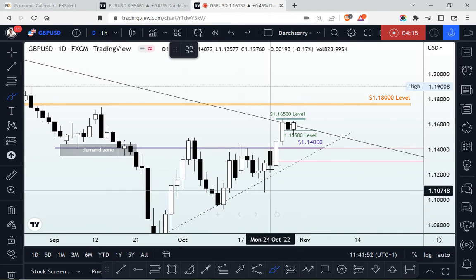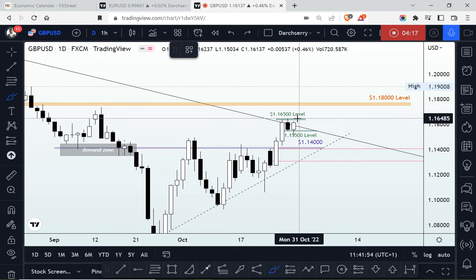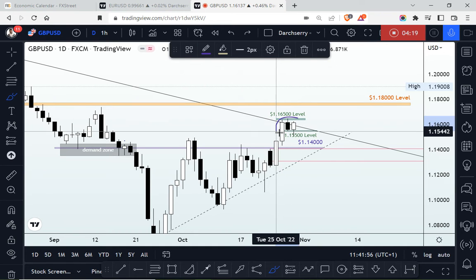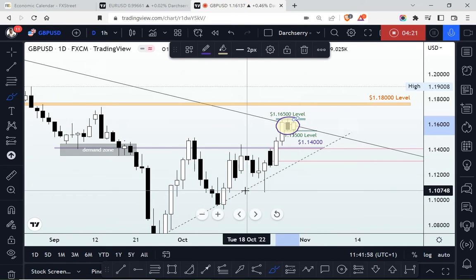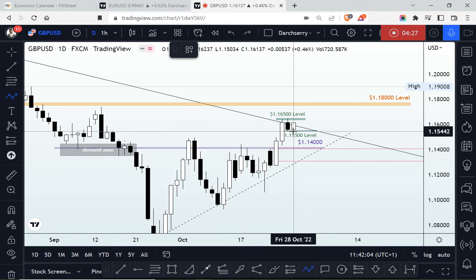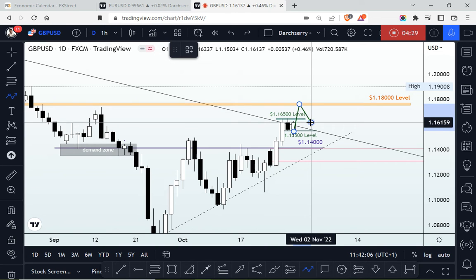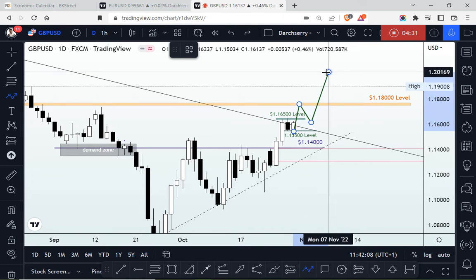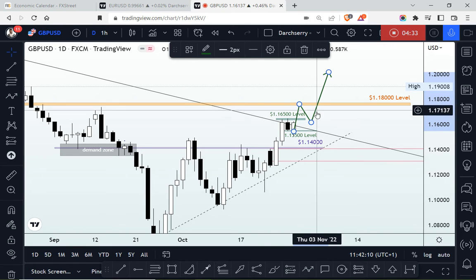Then the second scenario is if this situation here turns out to be a trend continuation pattern, it could be a bullish rectangular pattern, then we want to be seeing a breakout and retest of the structure to signal a trend continuation to the upside.